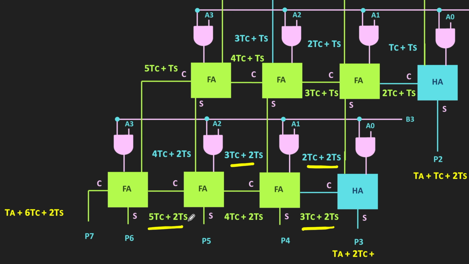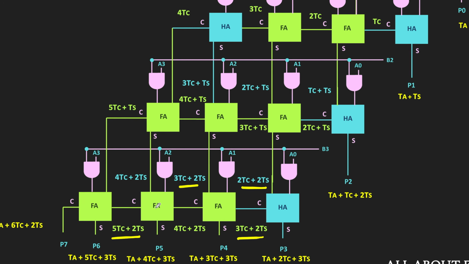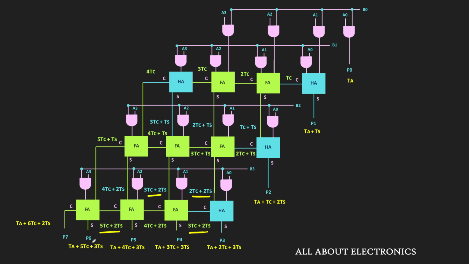And of course, here we also need to include the delay of the AND gate. That means this P7 will be available after the delay of TA plus 6TC plus 2TS. And similarly, P4, P5 and P6 will be generated after the following delays. As you can see, the maximum delay is required for generating the P6 and P7 outputs.